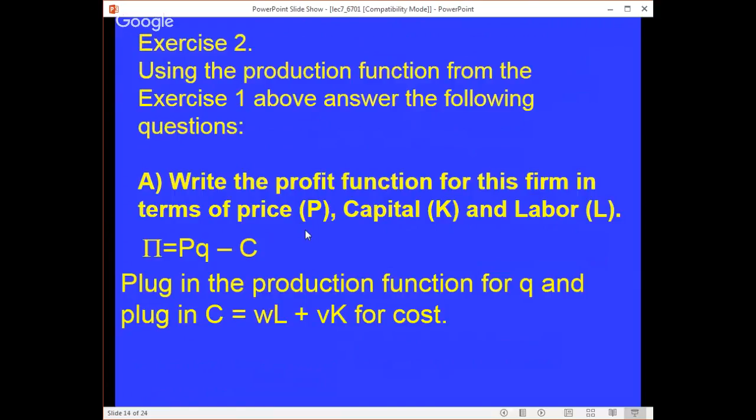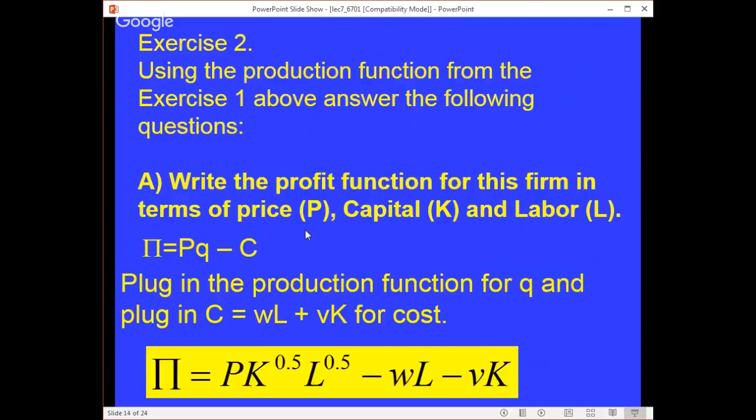So let's start off with my profit function, P times Q minus the total cost. C we defined as this. And of course, I plug in my production function for quantity. So there it is. That's our profit function in terms of price, capital, and labor. Where P is the price of the output. And of course, W and V are the prices of the inputs.